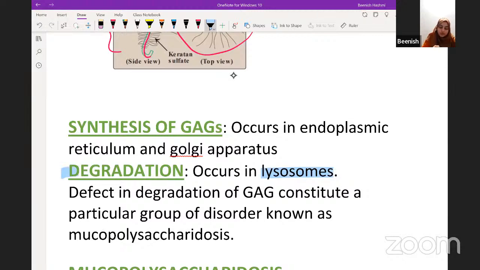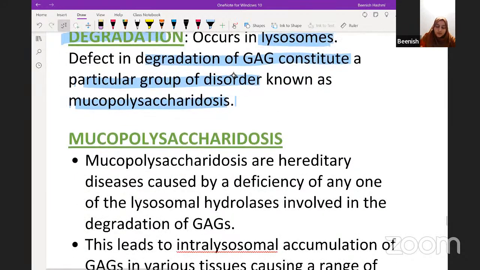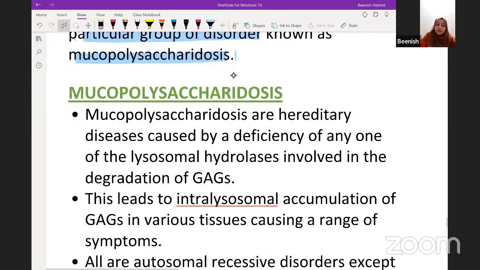Now, this is important. Degradation of GAGs takes place in the lysosome, and a defect in degradation of GAGs constitutes a particular group of disorders known as mucopolysaccharidosis. Now, this is the clinical aspect of GAGs, and this is important, mucopolysaccharidosis. So, let's talk briefly about mucopolysaccharidosis. These are hereditary diseases caused by a deficiency in any one of the lysosomal hydrolases involved in the degradation of GAGs.